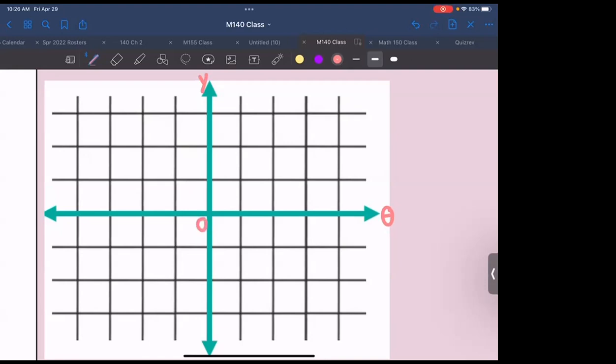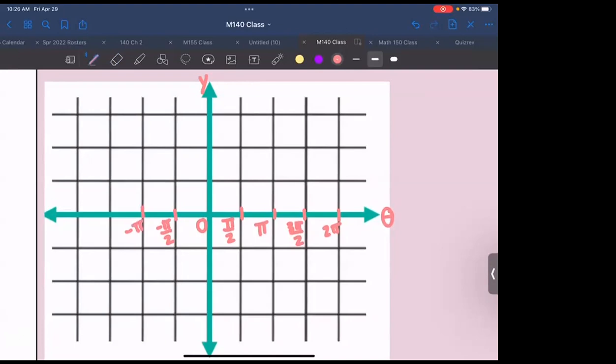So 0, pi over 2, pi, 3 pi over 2, 2 pi. And going in the negative direction, we'll just have the negative values. Negative pi over 2, negative pi, -3 pi over 2, and -2 pi. Okay. I'm going to leave the y-axis alone for a bit. We'll talk about the y-axis, but our x-axis has been labeled.